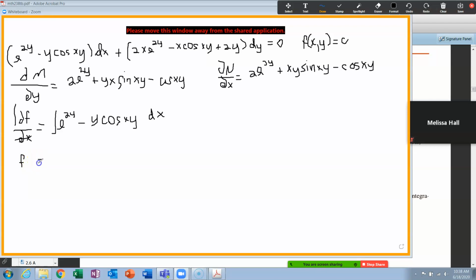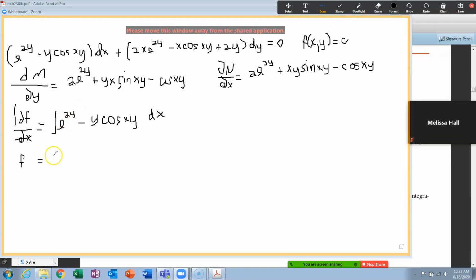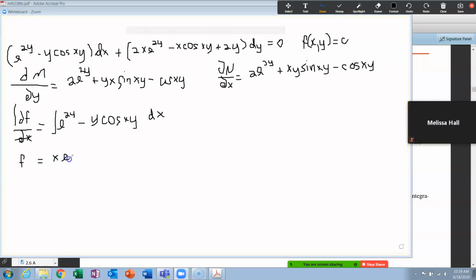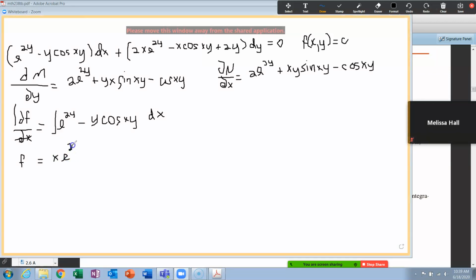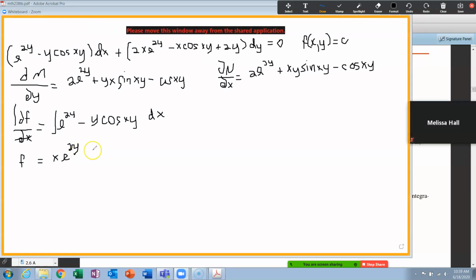F is equal to, now, with respect to x, the antiderivative of this, remember, y is a constant, so this whole thing's a constant. This would just be an x, the antiderivative of that would be x, e to the 2y. E to the 2y is just like a constant. Take it outside the integral. Oh, now my pen's not stopping writing, so it's just keeping writing. Okay, it finally stopped. That's the e to the 2y. Sorry, the pen just decided to keep writing.